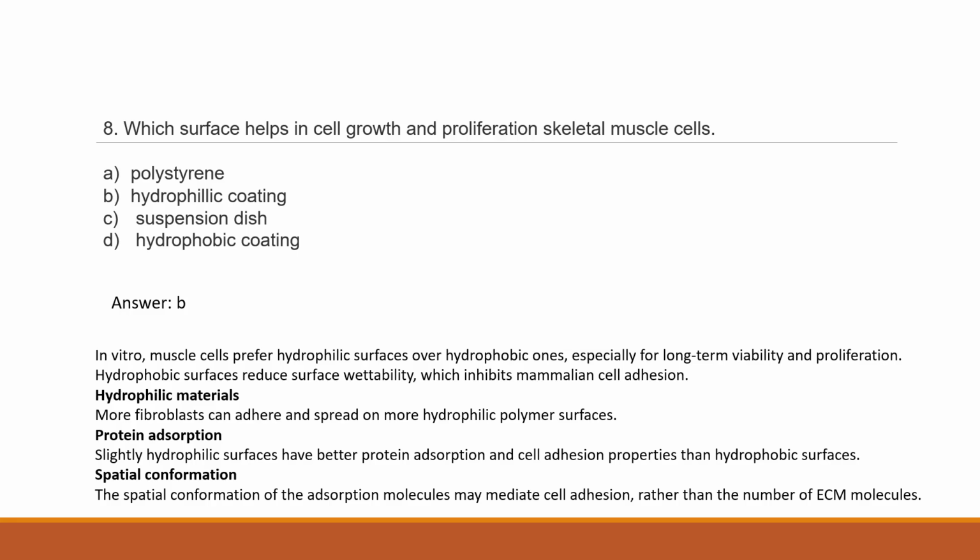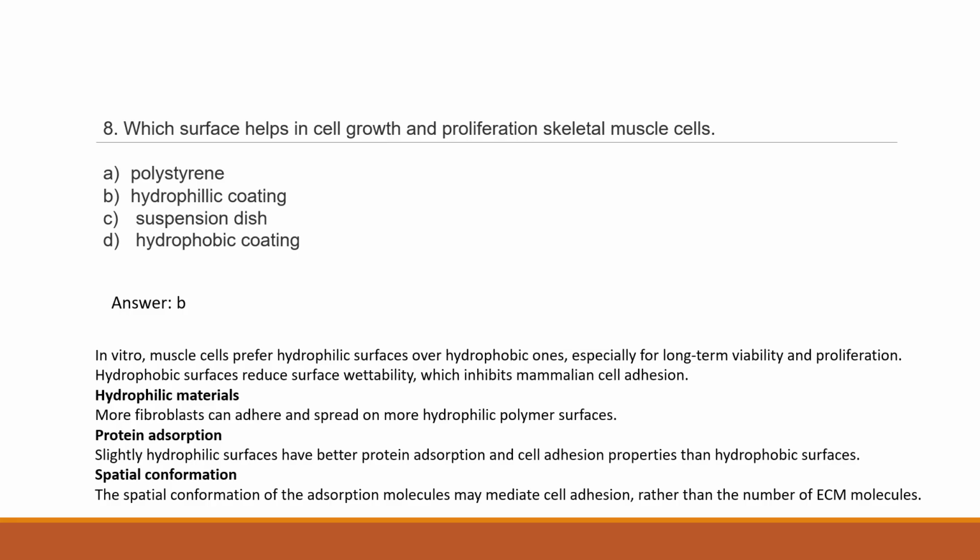There are some examples: on hydrophilic materials, more fibroblasts can adhere and spread, like on hydrophilic polymer surfaces, your hydrogels, your pectin gel hydrogels. These are all hydrophilic polymers or hydrophilic surfaces. And then protein absorption: slightly hydrophilic surfaces have better protein absorption and cell adhesion properties than hydrophobic surfaces. Obviously, if they attach more, they will be able to take up more proteins.